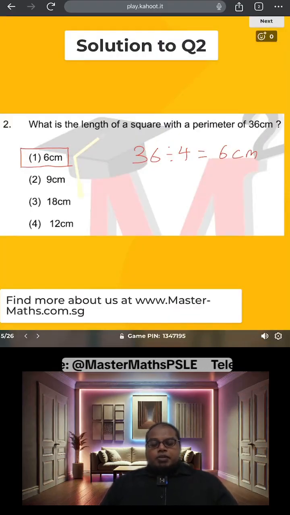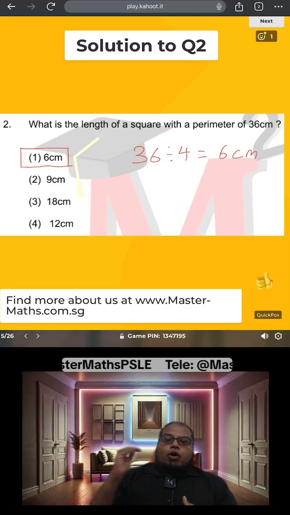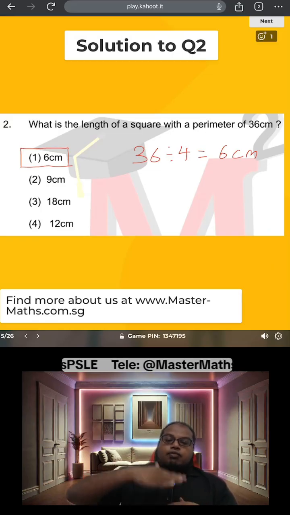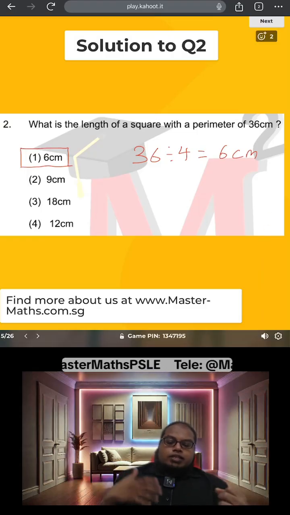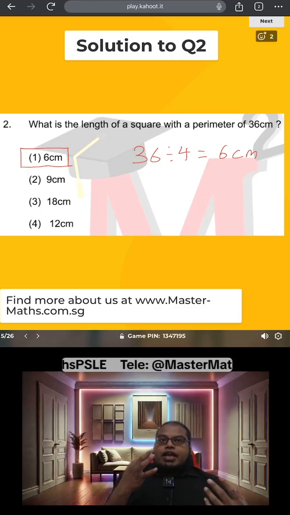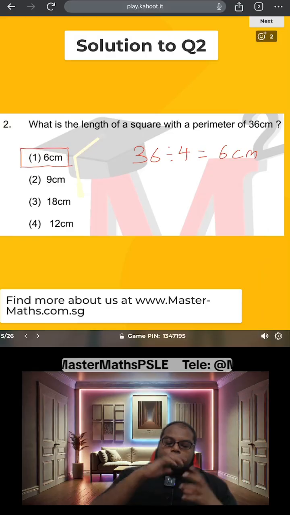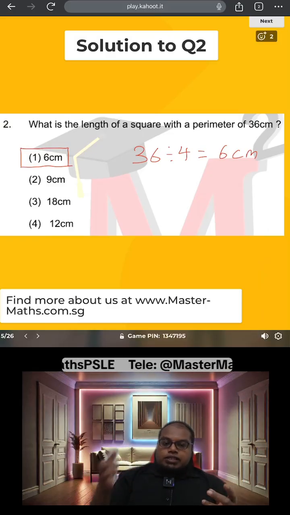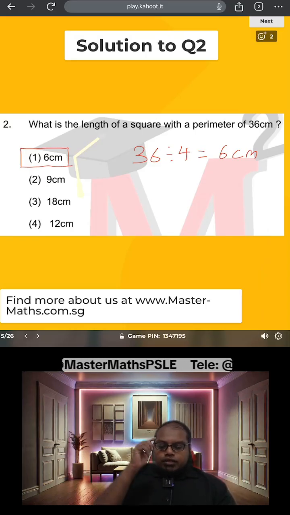Alright, so remember just now I was saying that a square got equal sides. So how is perimeter formed? Perimeter is formed by adding up all the sides, right? So if it's 4 equal sides, that means you can just divide by 4 because it's like 4 equal portions. Add up together is 36 cm. When you divide by 4, oh, there's a typo error there. It is supposed to be 9 cm.